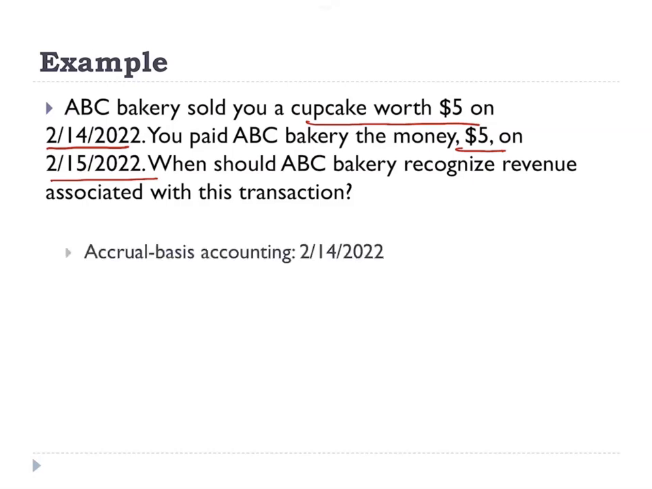The answer is, if you use accrual-based accounting, they can recognize revenue on February 14th, because this is when ABC Bakery delivered this cupcake to you. So according to accrual-based accounting, this is when the event happened. However, if you use cash-based accounting, it should be February 15th, because this is when ABC Bakery received cash.